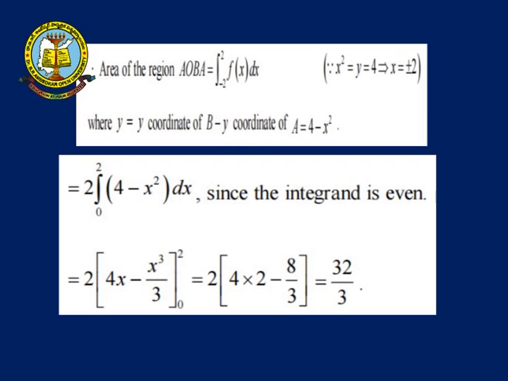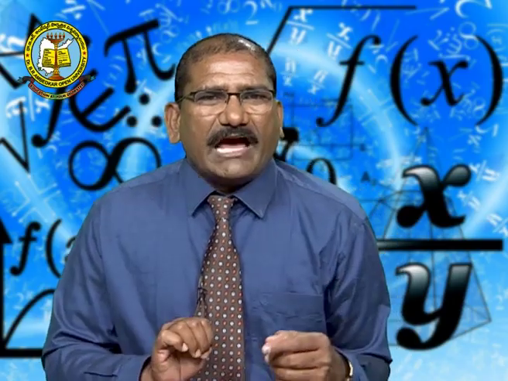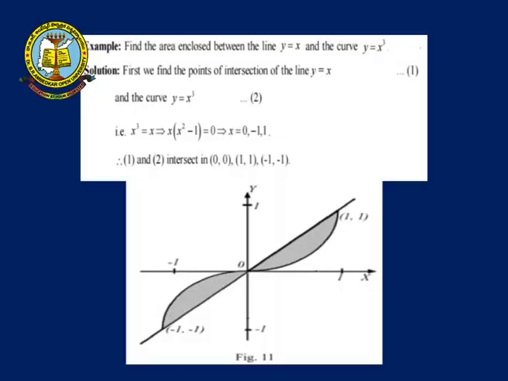The previous answer was also 32 by 3, that was along the y axis, and this is along the x axis. So here one is a horizontal strip and one is a vertical strip. We get the same answer for this concept of area of the region bounded by the curve and line. Next, another example.